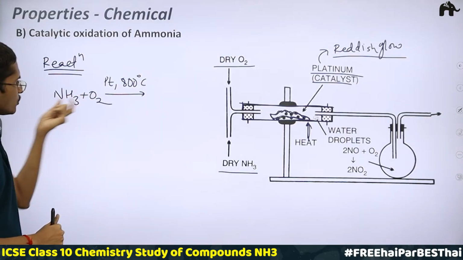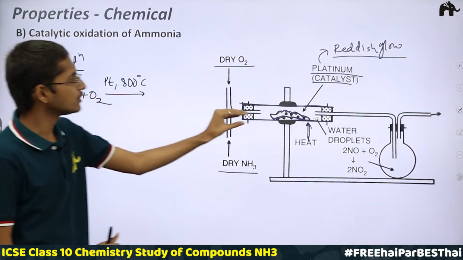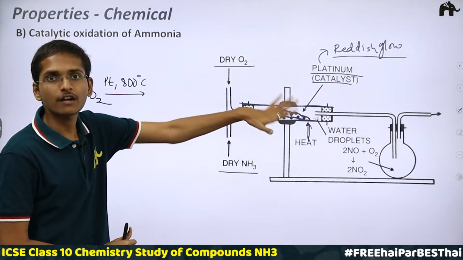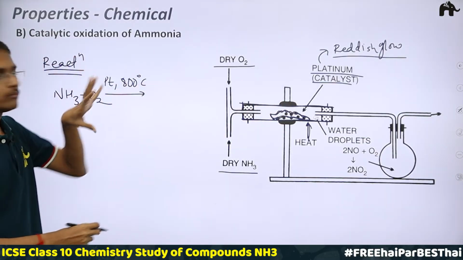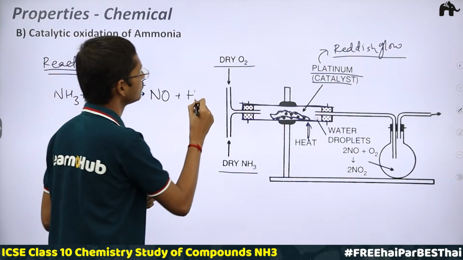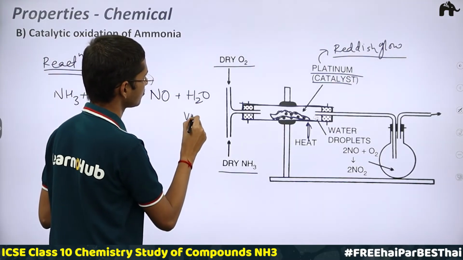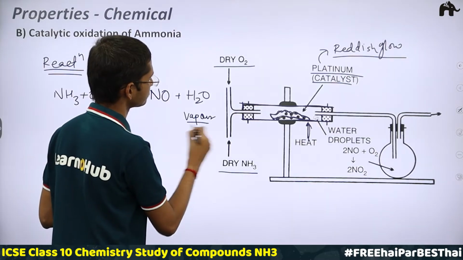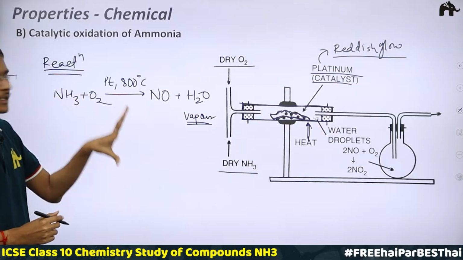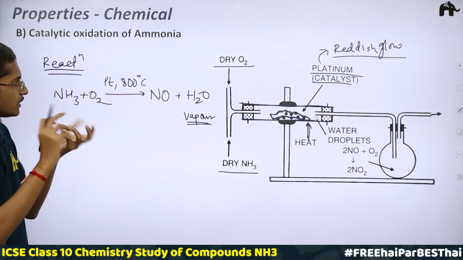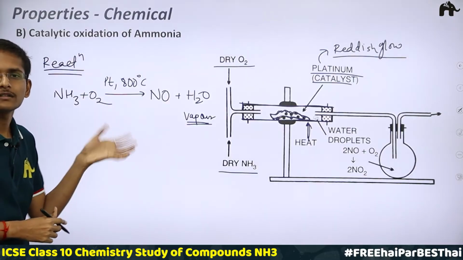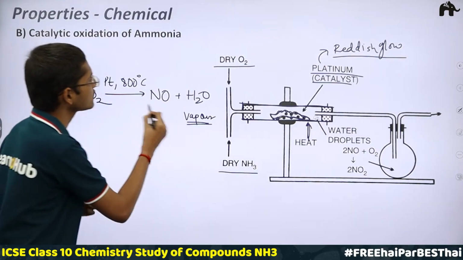So in the reaction, ammonia and oxygen react over this platinum catalyst at a temperature of about 800 degrees Celsius, and it forms nitric oxide and water vapor. Till this point I hope it is understood. After this, we simply have to go through the process again. So what happens to this nitric oxide then?